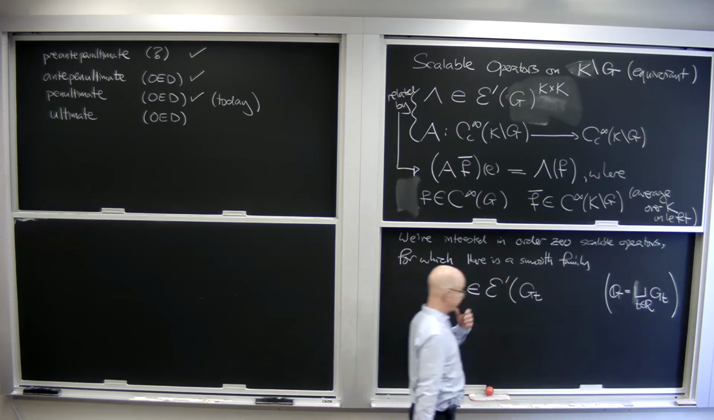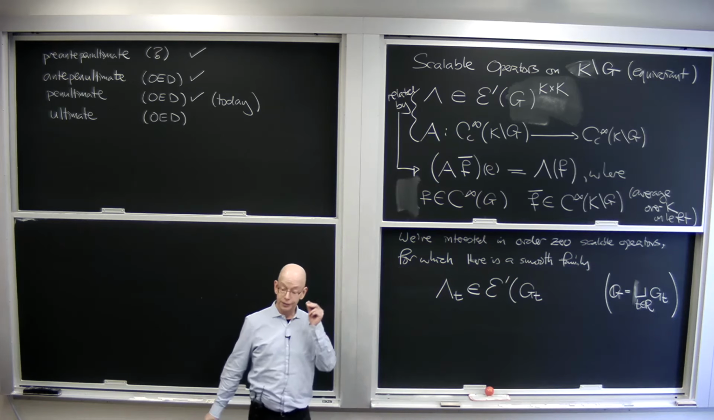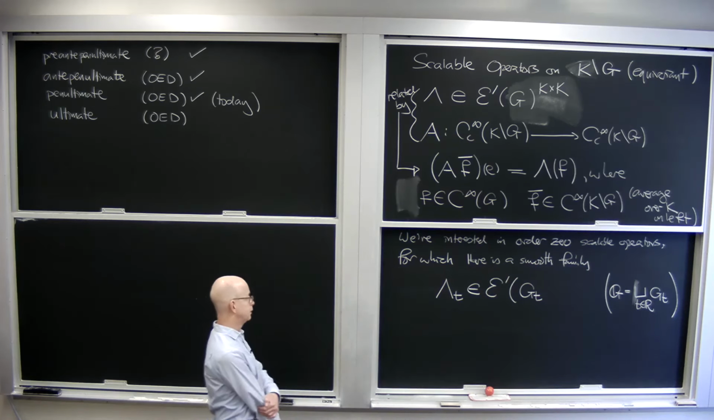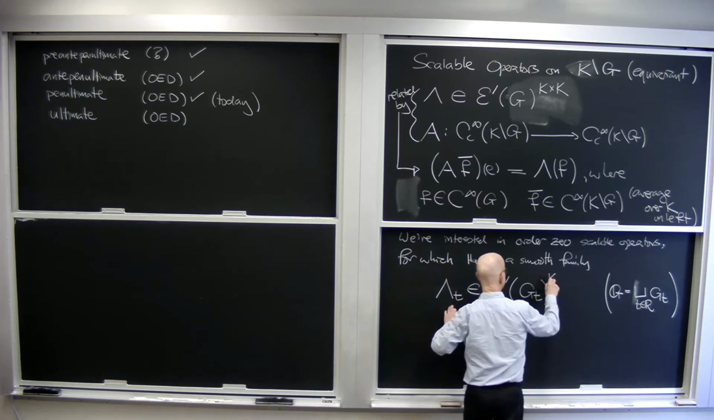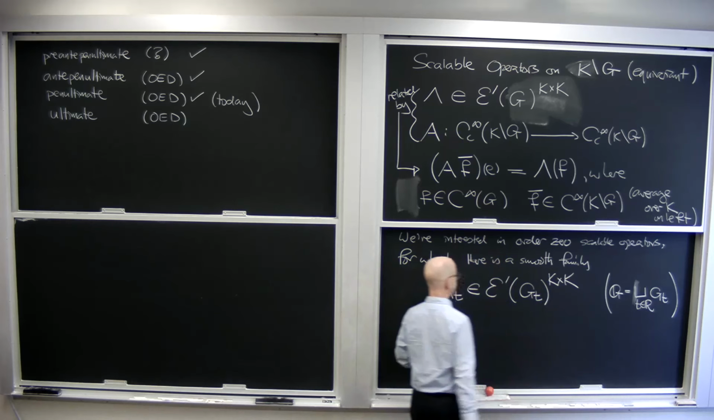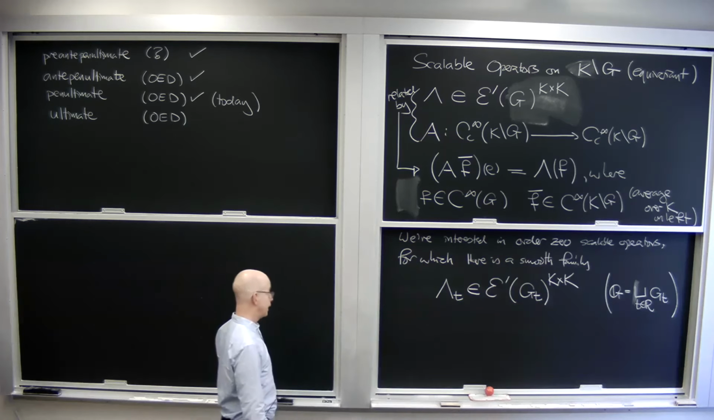Almost all of these GTs are just copies of G, but G0 is this Connes motion group, the normal bundle for K inside of G. Anyway, what we're interested in here are K by K, K bi-invariant distributions on GT.